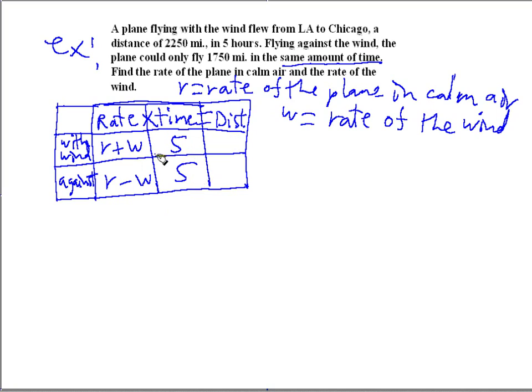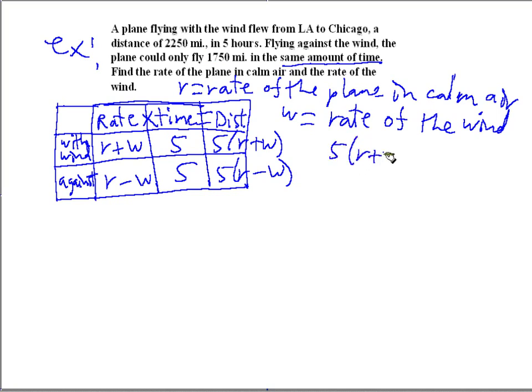So the distance is just rate times time. So again, the last column is what? Multiplying the first two columns. So this is 5 times R plus W, distance with the wind, 5 times R minus W, distance against the wind, all right? But we know what these two distances are. The first one is what? 2,250. The second one against the wind is what? 1,750.